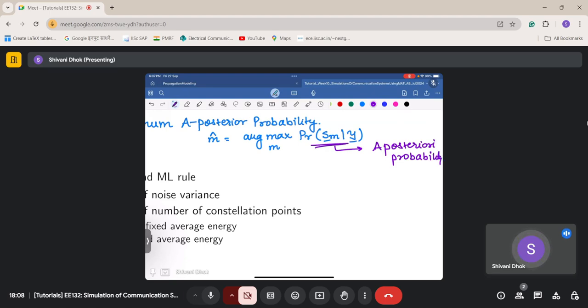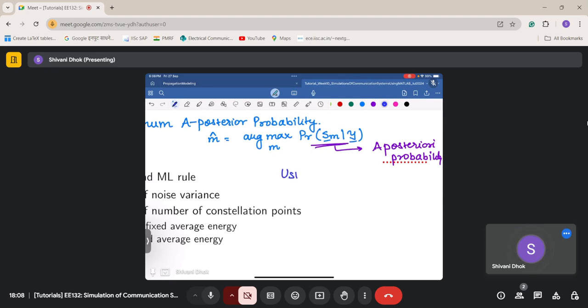What do you mean by a posteriori? It means that we have received a signal y. So given we have received a signal y, what is the probability that s_m was transmitted? This rule says to select that particular m as your m hat which gives the highest a posteriori probability. Now this a posteriori probability we can write using Bayes rule.